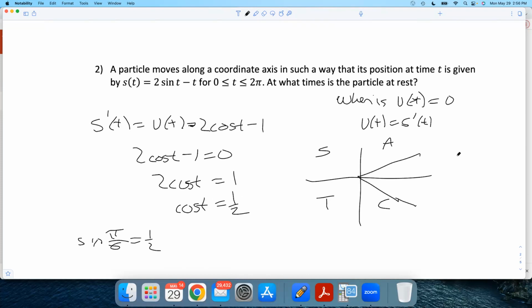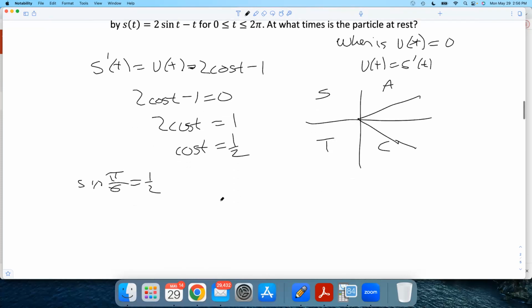Or another way to do this is to think about our special triangles. So remember your 30, 60, 90 triangle. So that's a 30 degree, a 60 degree. Across from the 30 is a 1, across from the 60 is a √3, and the hypotenuse is 2. So from here, I can remember cosine of 60 degrees equals 1/2, adjacent over hypotenuse. So these must be 60-degree reference angles.